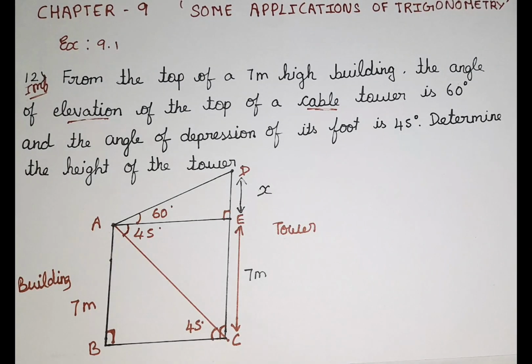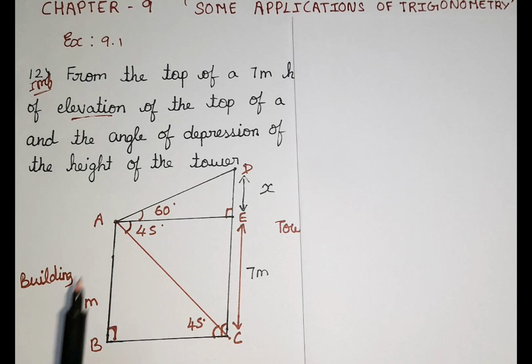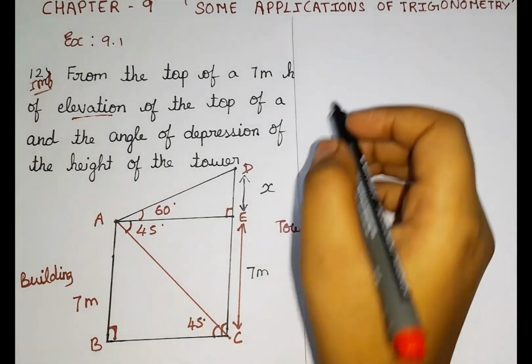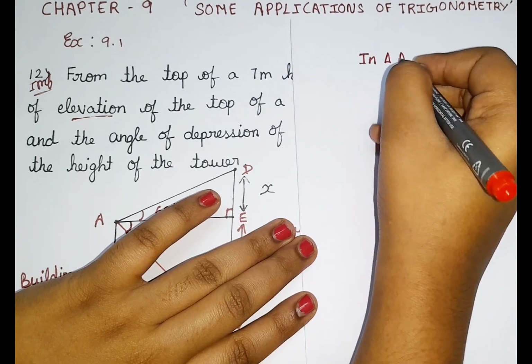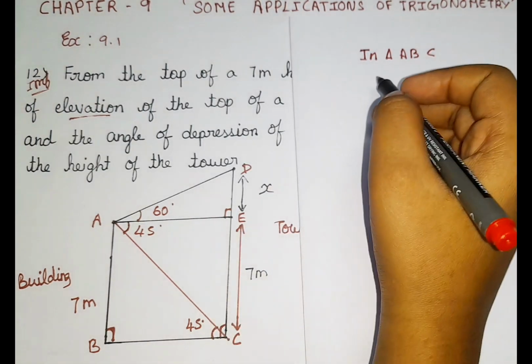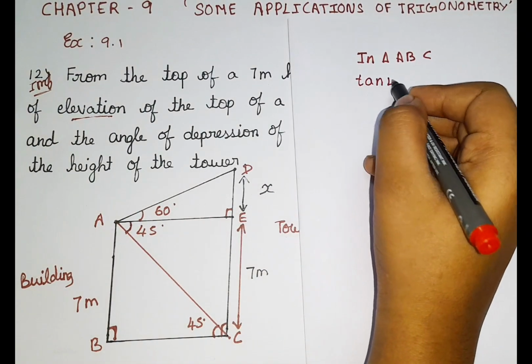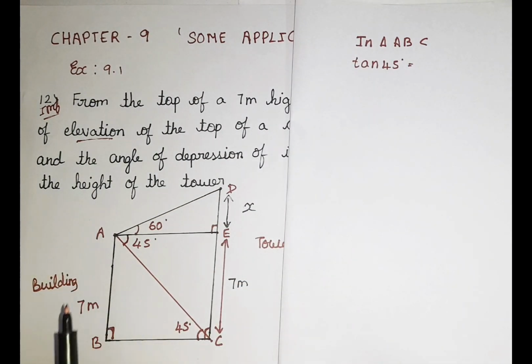Now we can solve the question. First I am going to take triangle ABC. In triangle ABC, the angle ABC is 45 degree. So tan 45 degree. When you look at the figure, this is triangle ABC, where the angle is 45 degree.